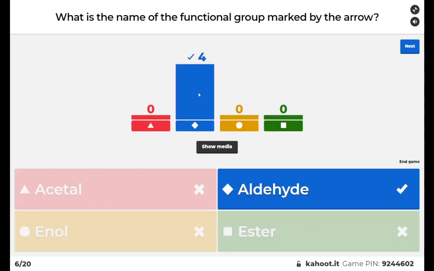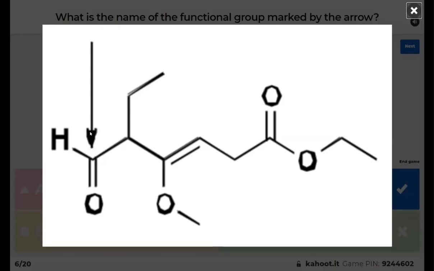Yeah, this is just called aldehyde because if you see a group abbreviated as CHO, you know that's an aldehyde, like this one, CHO.